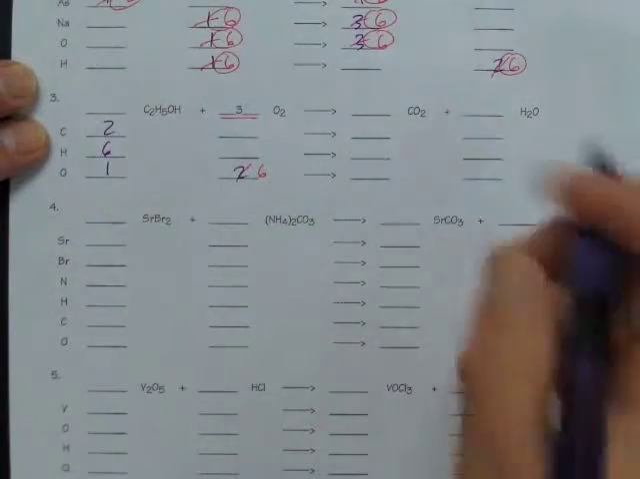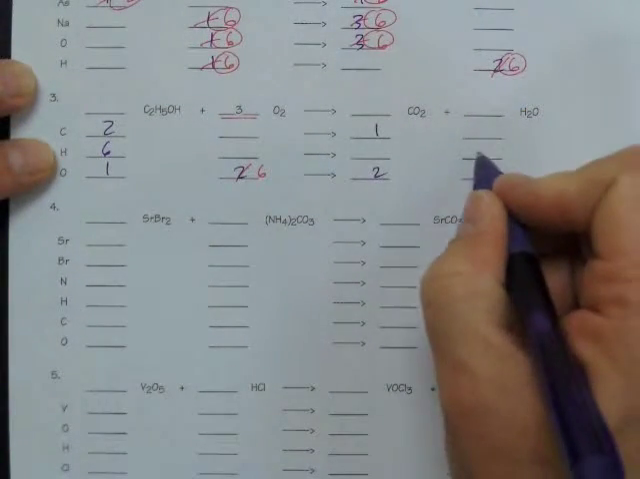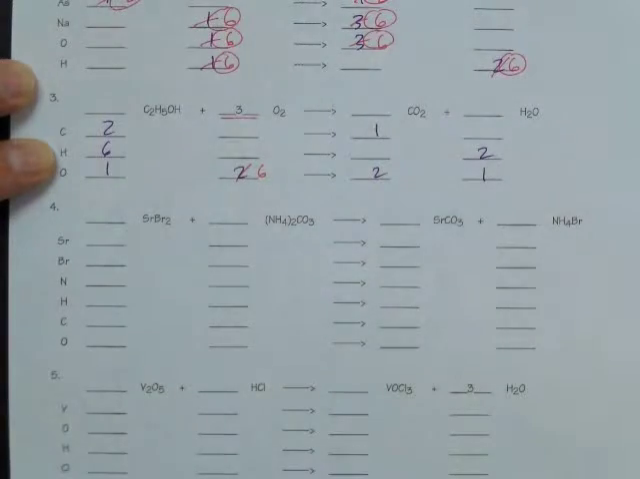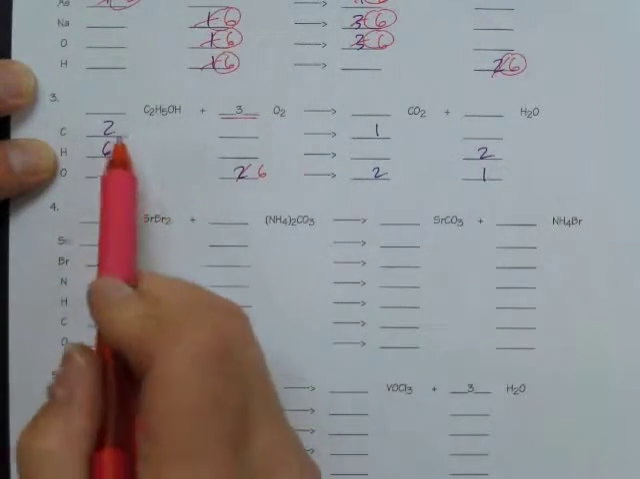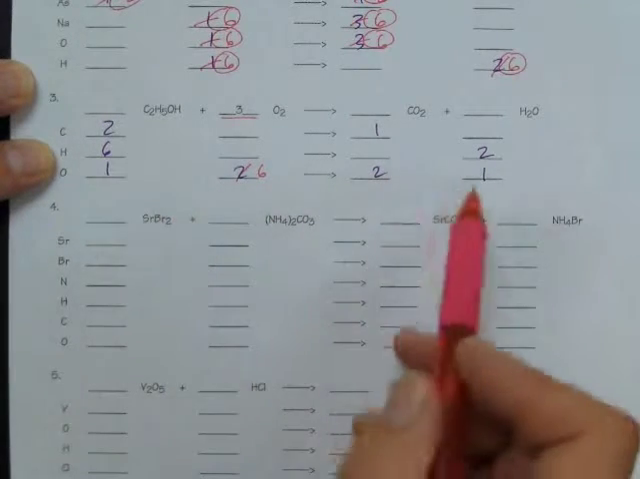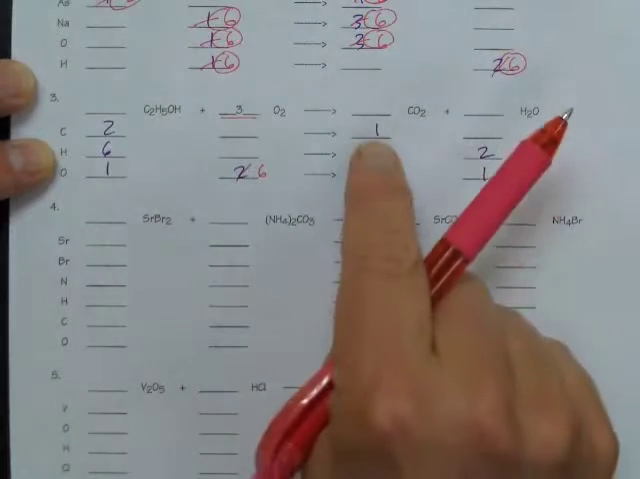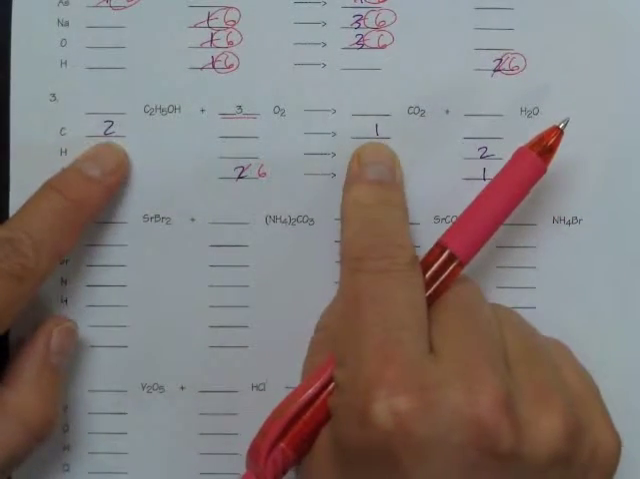Continuing on, the carbon is 1, 2 oxygens. Hydrogen is 2, 1 oxygen. Some things aren't balanced. 2 and 1, 6 and 2. This adds up to 7, and this adds up to 3, so we're not balanced yet. It's always a good idea to start with things that are simple, like 2 and 1.